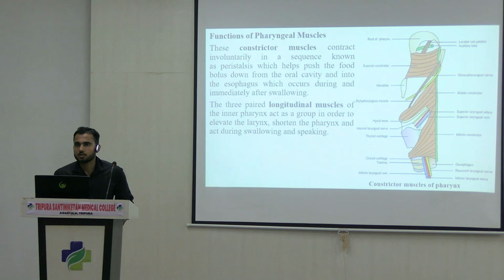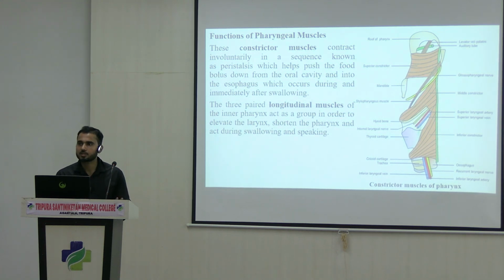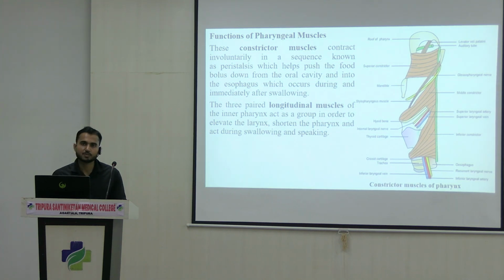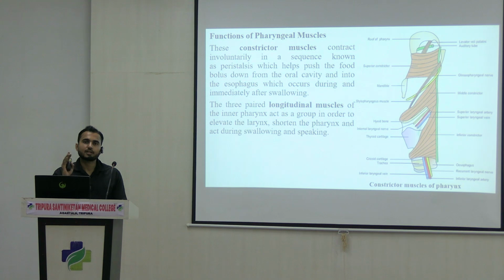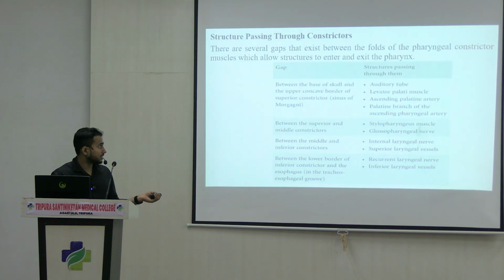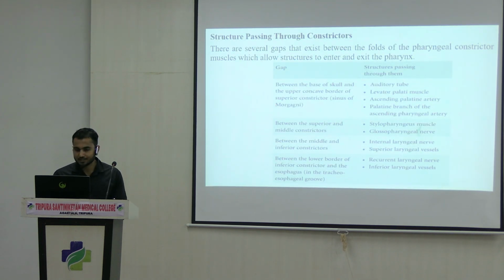So these are the muscles of the pharynx. How many groups of muscles? Two groups of muscles. In each group, three sets of muscle, or you can say three pairs of muscles, are present. So we have seen the origin, insertion, along with the action of those muscles. Next there is another part related to these muscles, that is the structures passing through the constrictor.